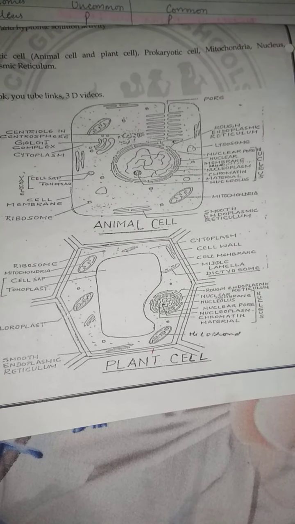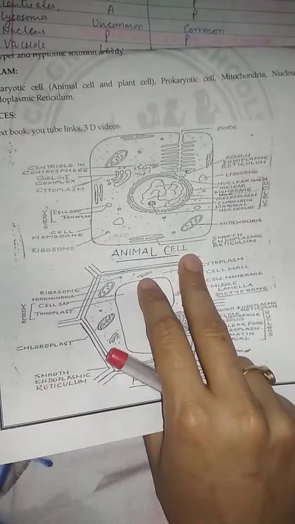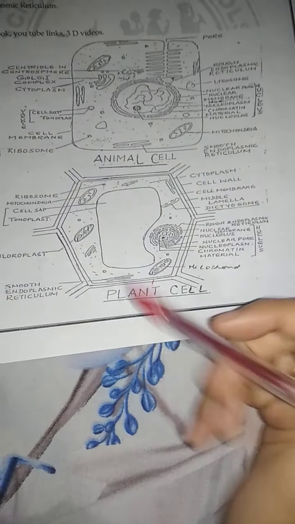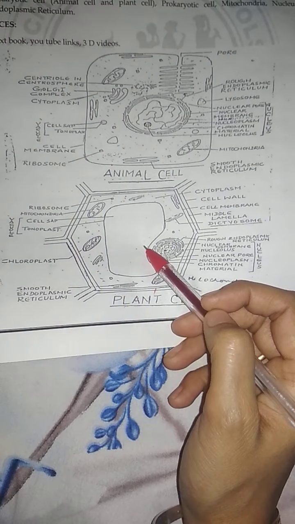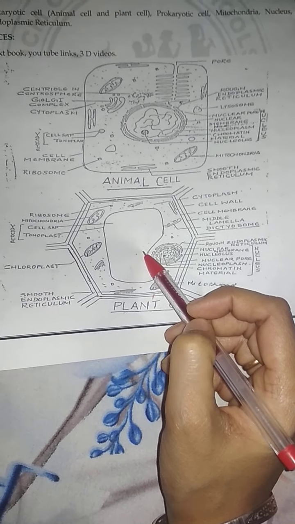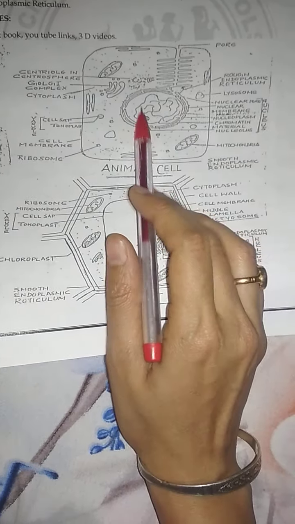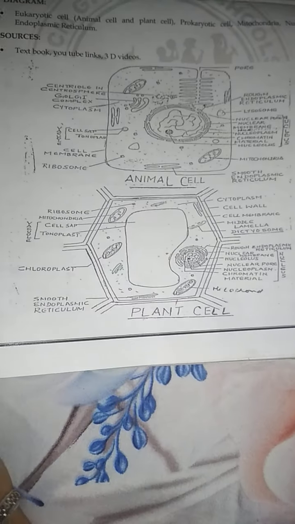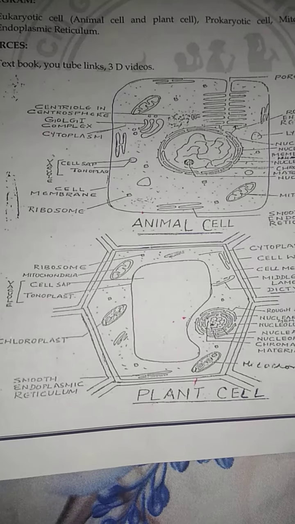Nucleus is present in both cases, and vacuole, in the case of the plant cell, is large in size and large in number, and in the animal cell it is smaller in size or smaller in number. See, you can see the diagram.